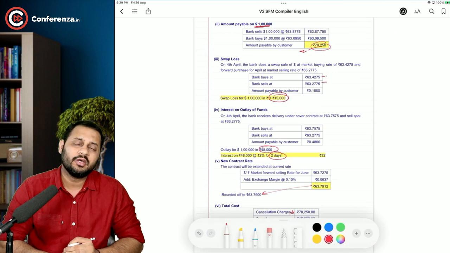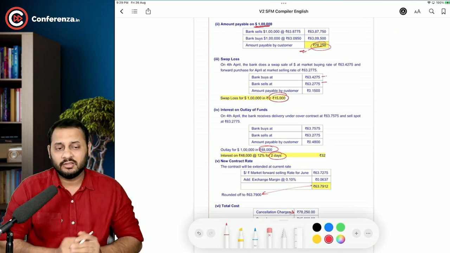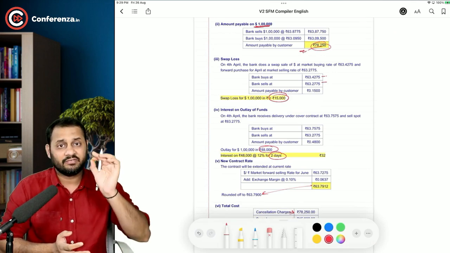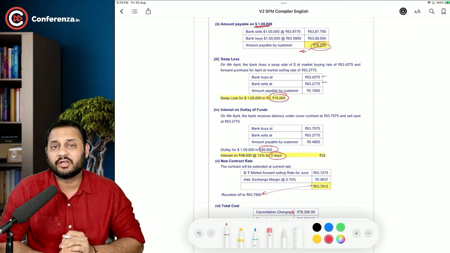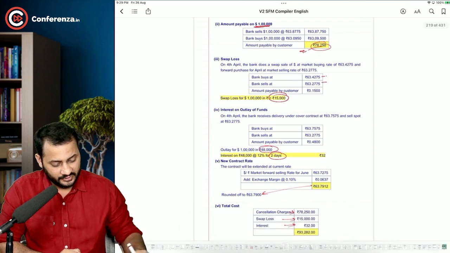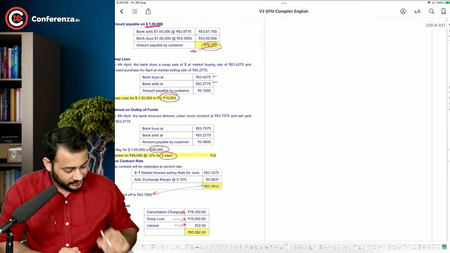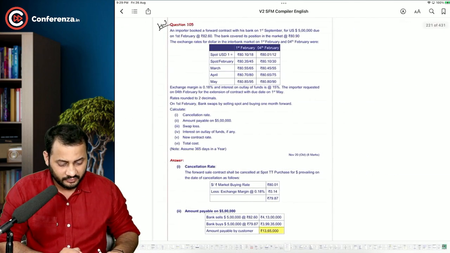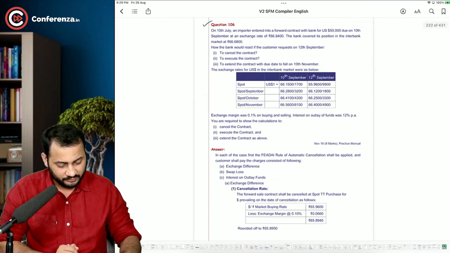What if he would have appeared on the 8th of April? Then 4, 5, 6, 7. 7th April's rate would have been applicable for cancellation. Rest of the things are same. Okay, let's move on to the next question. The next question is your homework, question number 105. Let's take question number 106 now.